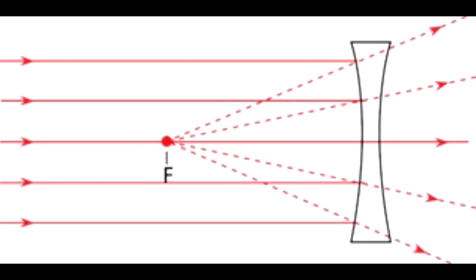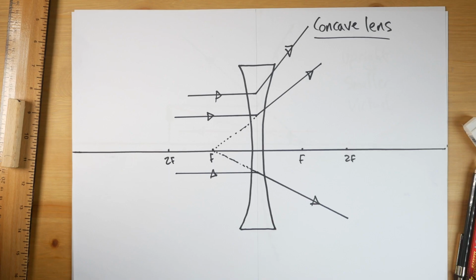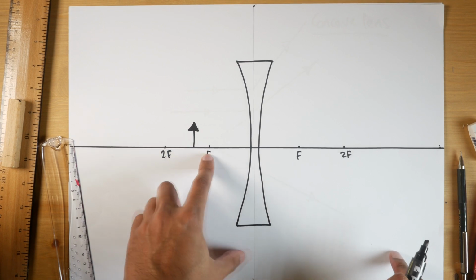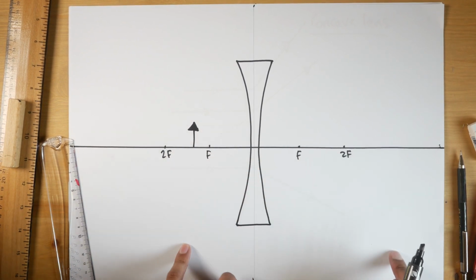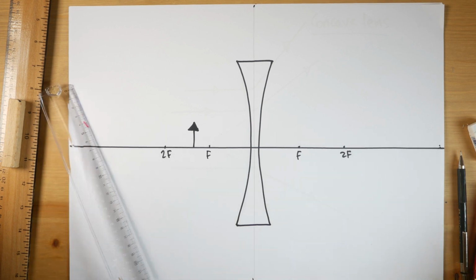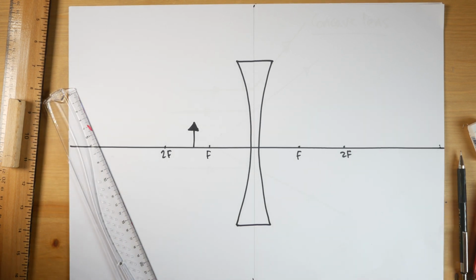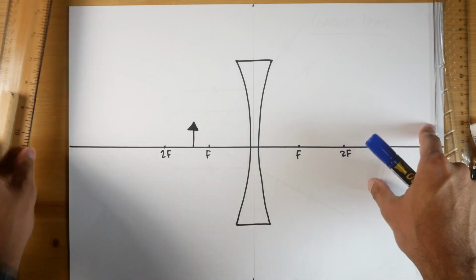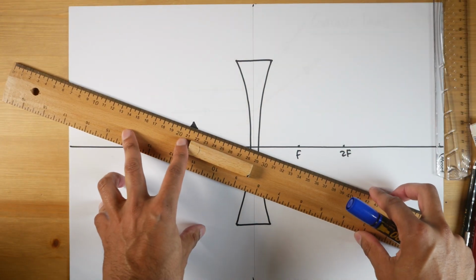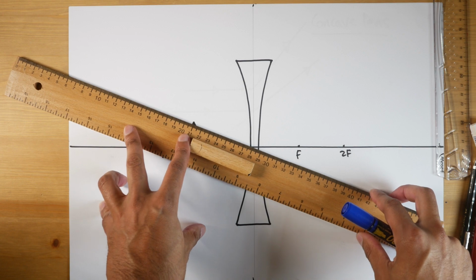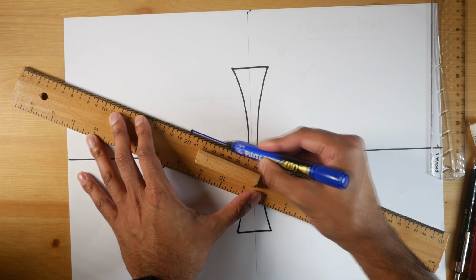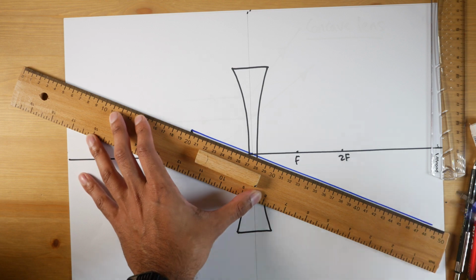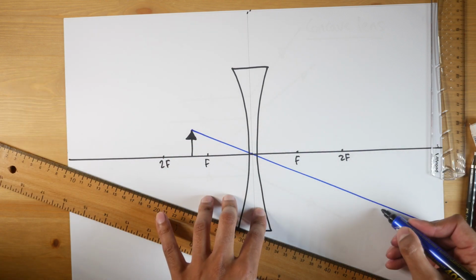So let's have a look at what happens when you've got images formed by said lens. Okay, so here's my object. I've got F and 2F labeled here. And my first ray of light needs to go through the middle of the lens with 0 refraction. So let's try that. I'm going to need quite a big line here, so I am going to use this ruler to draw it all the way through with 0 refraction at all.